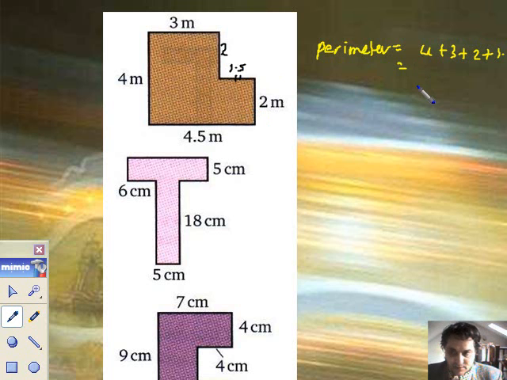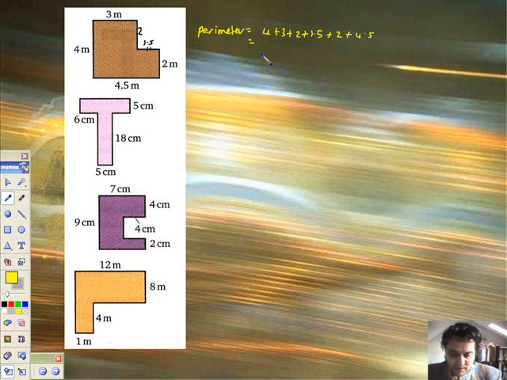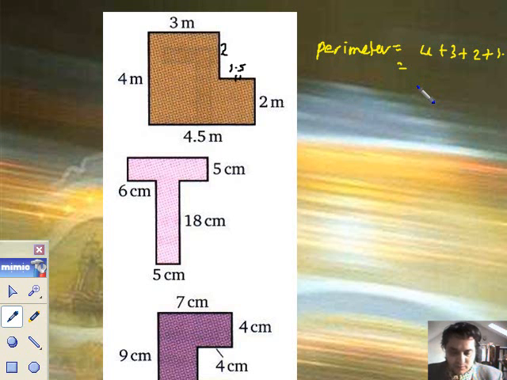So 4 plus 3 plus 2 plus 1.5. I'm using a calculator so I'm allowed to. Plus 2 plus 4.5. Total perimeter 17 centimetres. No, I lied, 17 metres. This is a dirty great big thing, isn't it? There you go, metres. Now the area, two ways of doing this.